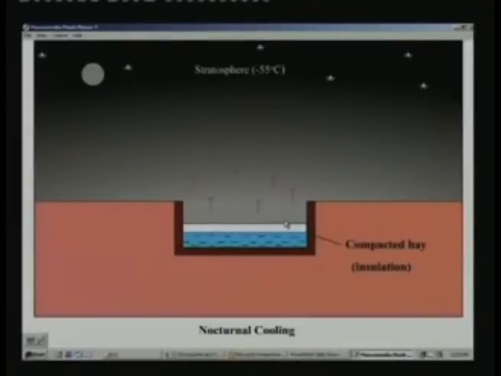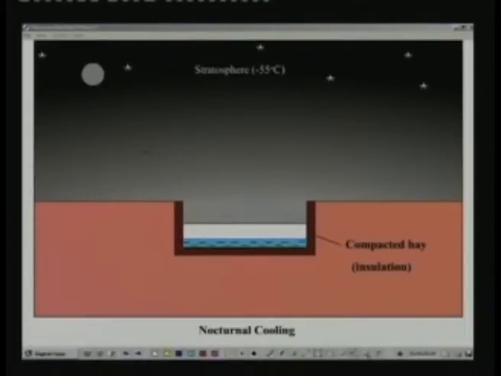For this to happen, you have to have a heat sink whose temperature is much lower than 0 degrees centigrade. The surrounding air and the earth cannot act as heat sinks because their temperature in tropical countries will always be greater than 0 degrees centigrade. However, if the sky is very clear, then the pool of water can lose heat by radiation to the stratosphere, which is typically at a temperature of about minus 55 degrees centigrade. So it is possible for the temperature of water to go lower than 0 degrees centigrade. This is the principle behind nocturnal cooling.